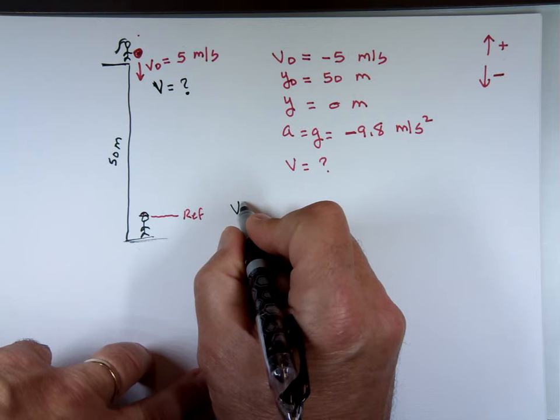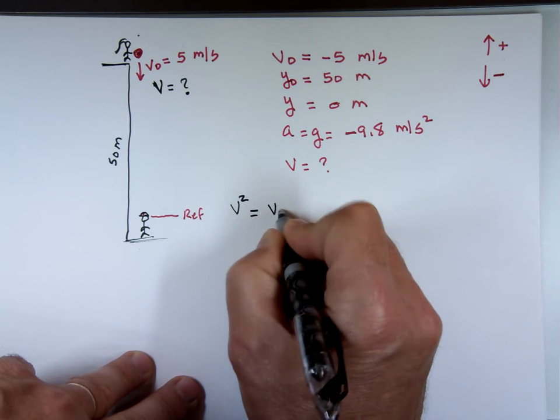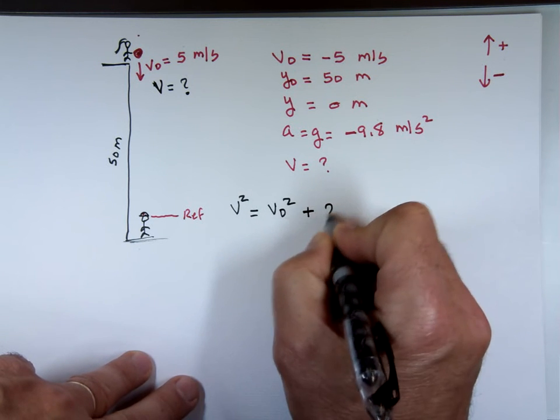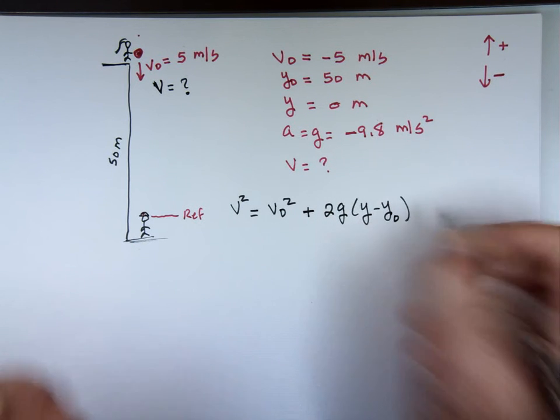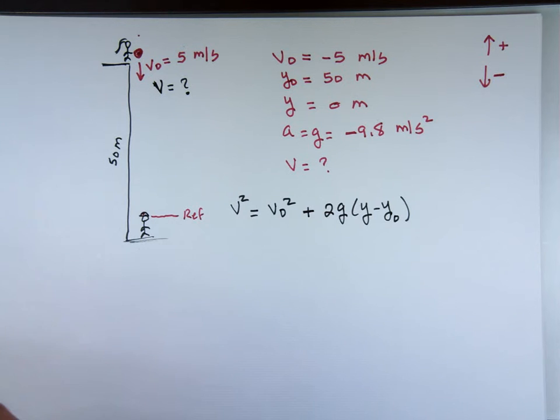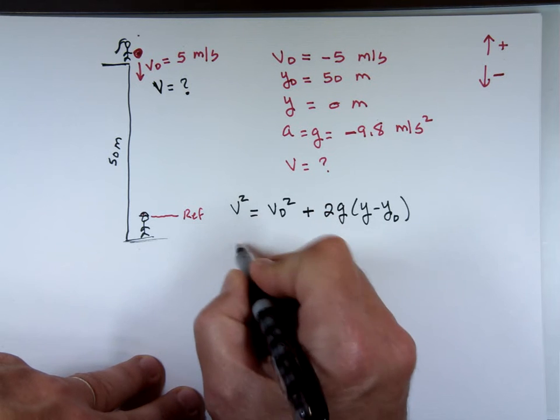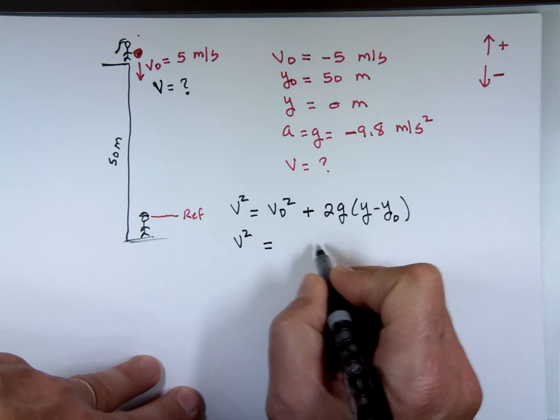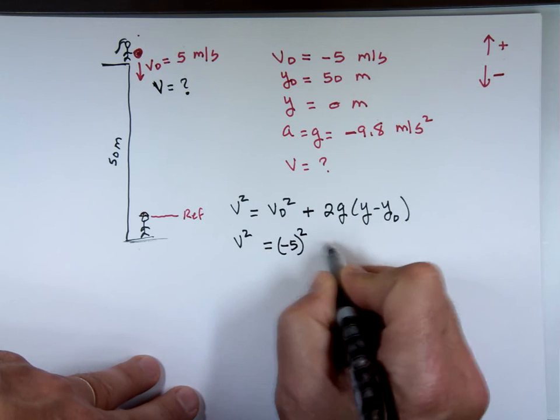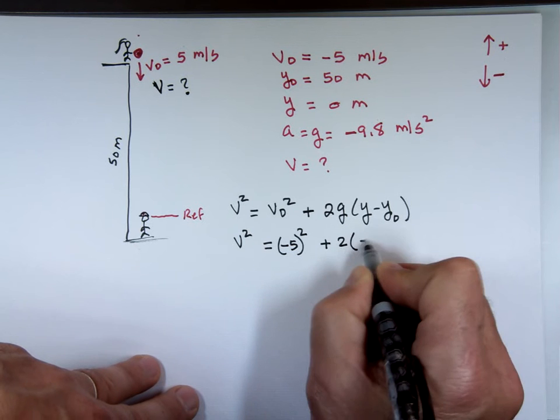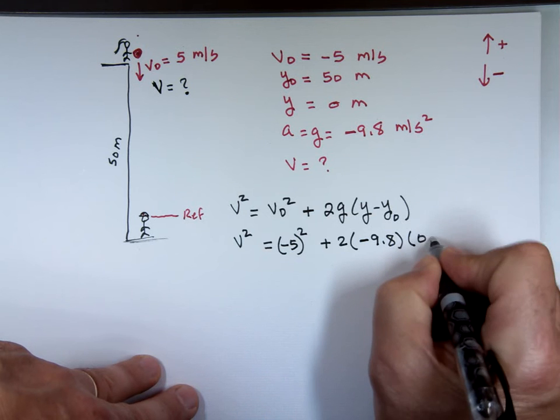Maybe I can use v squared equals v0 squared, I heard somebody say that, plus 2 times g times y minus y sub 0. We're looking for that. V0, which is what? -5. You're going to square it, plus 2 times -9.8 times y, which is 0, minus 50.